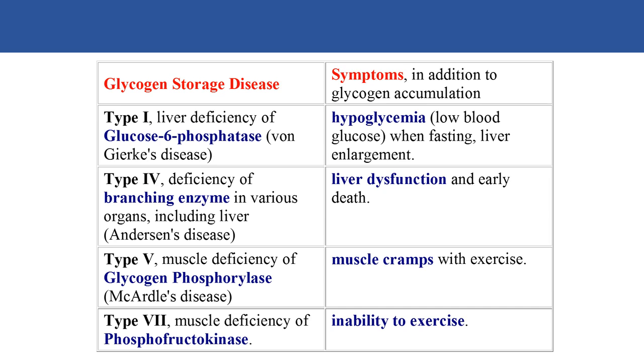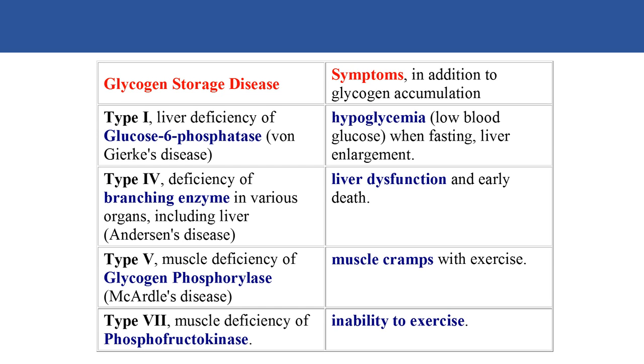If you don't have glucose 6-phosphatase, which is von Gierke's disease, you end up with hypoglycemia, low blood sugar when fasting, and liver enlargement. There's all kinds of glycogen storage disease. Type 4 is a deficiency in the branching enzyme, which is Andersen's disease. You get liver dysfunction. Type 5 is a deficiency in glycogen phosphorylase, which is McArdle's disease, and you get muscle cramps with exercise. Type 7 is muscle deficiency of phosphofructokinase. You have the inability to exercise.